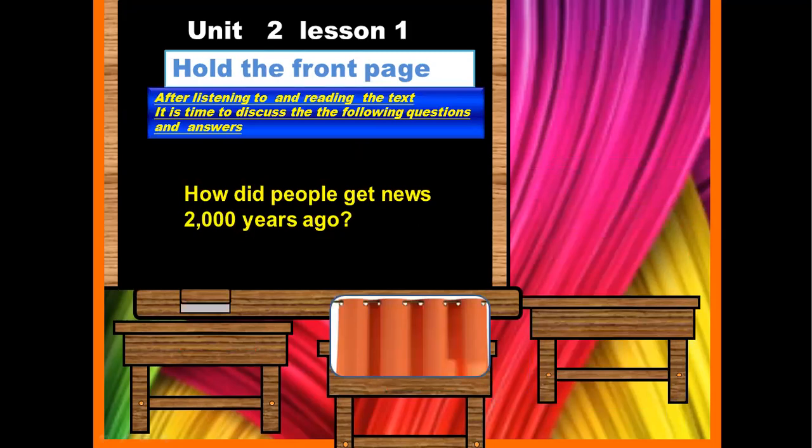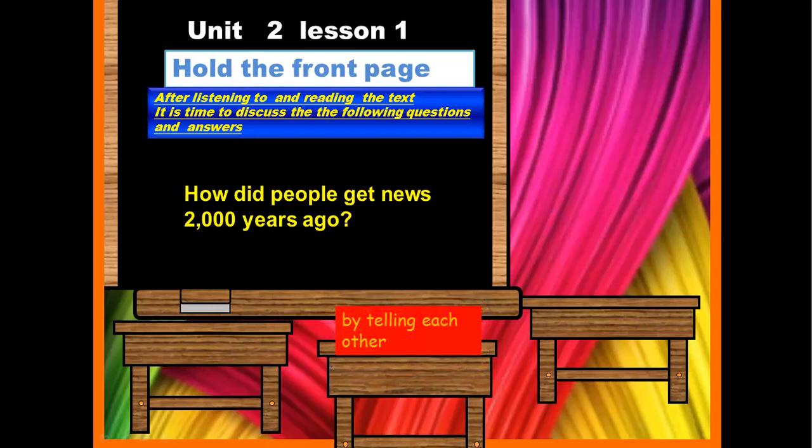Now, after listening and seeing the definitions, let's discuss these questions in a simple way. How did people get news 2,000 years ago? How? Of course, by telling each other, as we mentioned in the first part of the lesson, that people 2,000 years ago could only know the news by talking, speaking to each other, by telling each other what happened.